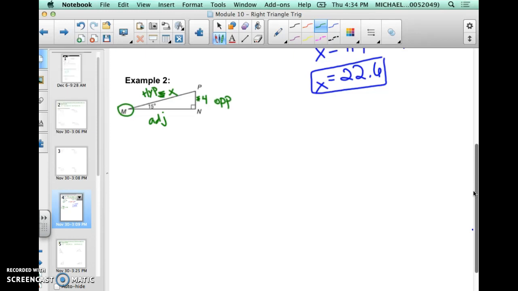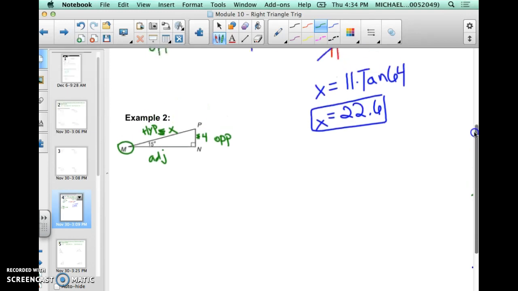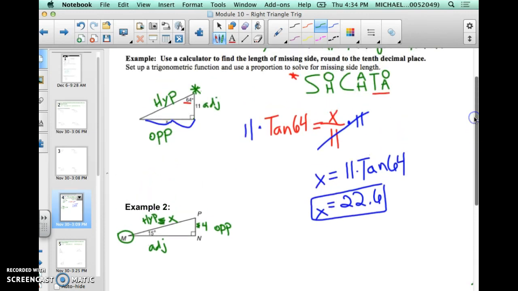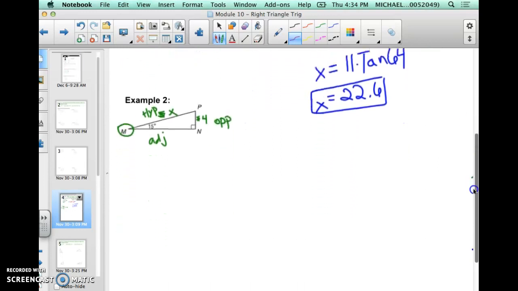So from there, after I label the triangle, I'm going to look and see that I have an opposite piece that's given to me, and I have a hypotenuse piece that is my unknown. So I need to look at the acronym SOHCAHTOA, and look for opposite and hypotenuse. And in this case, sine contains both opposite and hypotenuse. If you notice, cosine is adjacent and hypotenuse, tangent is opposite and adjacent. So sine is the only one that has opposite over hypotenuse.